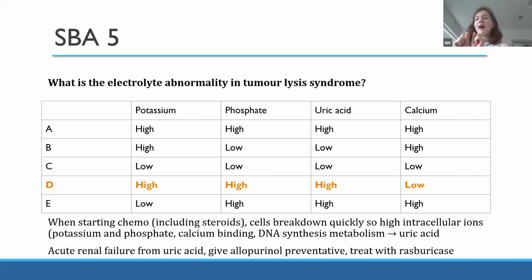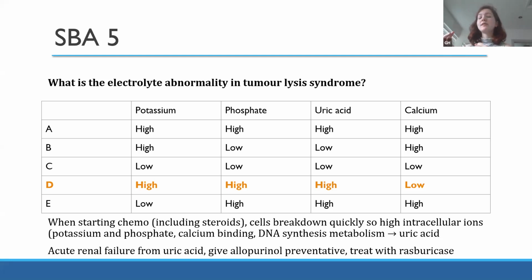When those products are released into the blood system, and there's a lot of metabolism from the DNA synthesis pathway, you make a lot of uric acid, and uric acid, once it gets to the kidneys, causes kidney failure. And so from a clinical point of view, it's the uric acid which is the major problem.